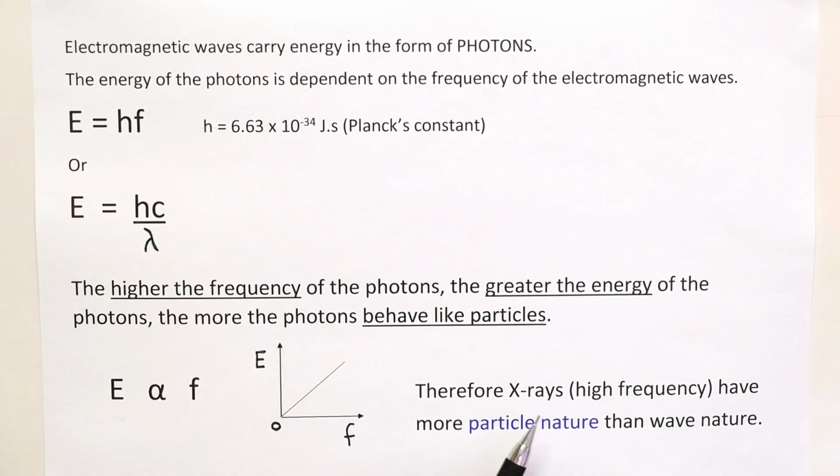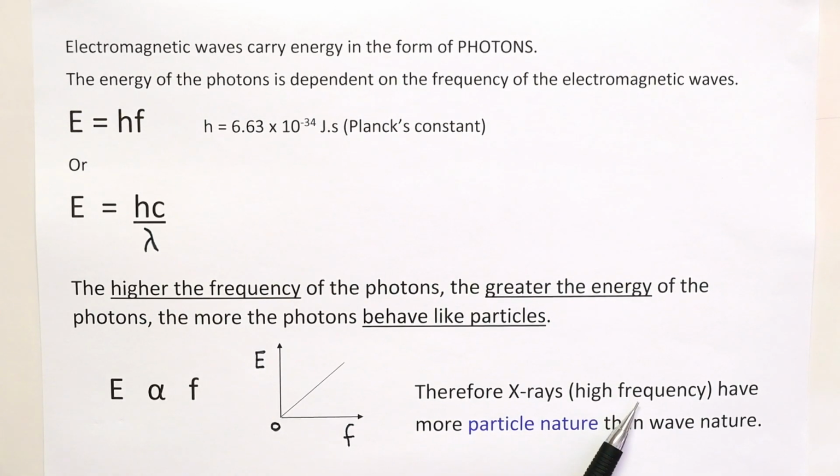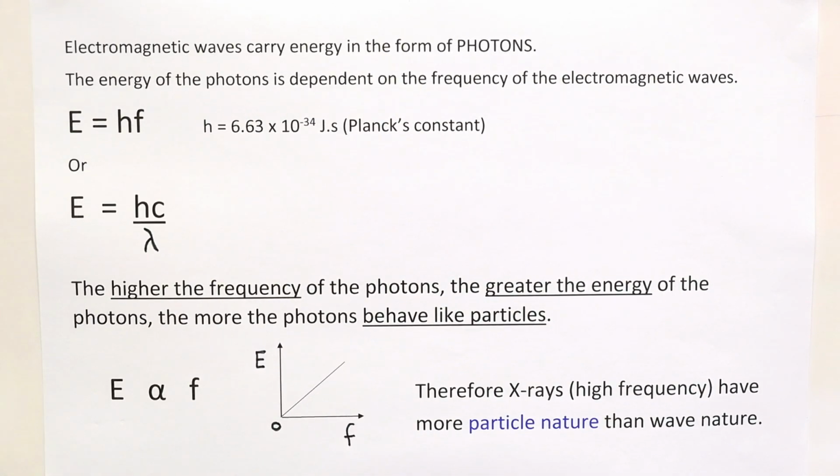So I've used X-rays as an example. They're the second highest section on our range of electromagnetic waves. After gamma rays, X-rays with a very high frequency have more particle nature than wave nature because they have high energy. The higher the energy of the photons, the more they behave like particles.